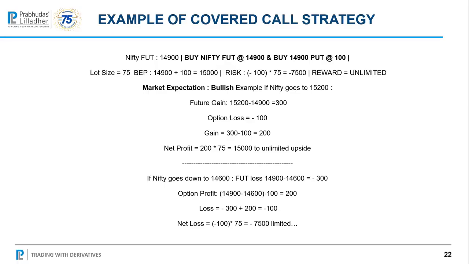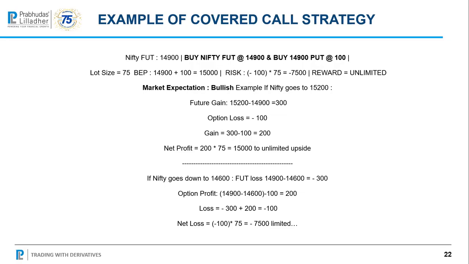Let's say two scenarios for market expectations tomorrow morning. Suppose you're bullish and Nifty goes to 15,200. What would be the future gain? 300 rupees, 15,200 minus 14,900. And your option loss would be 100, because that's the maximum you can lose. So 300 minus 100, you're still in profit of 200 points, that is 200 into 75, which is 15,000, with unlimited upside. As Nifty goes up, you would be adding to your profits.